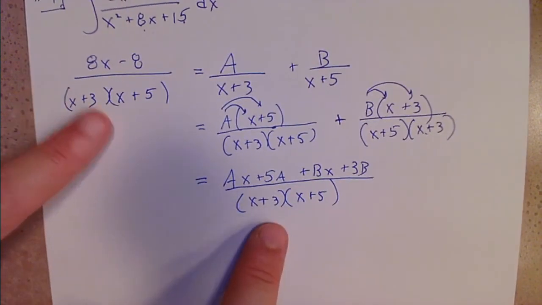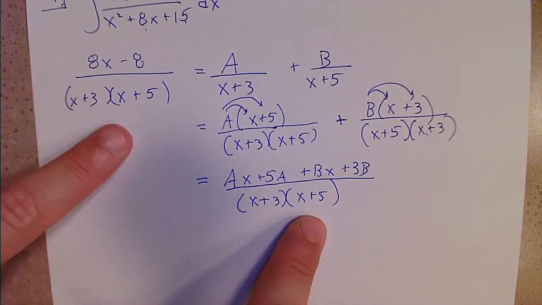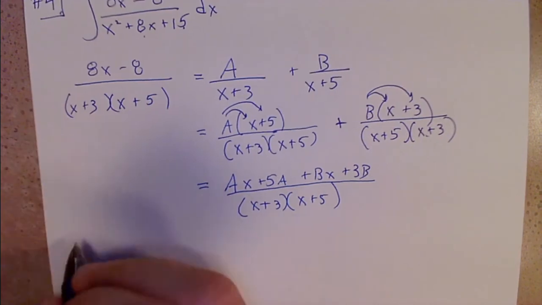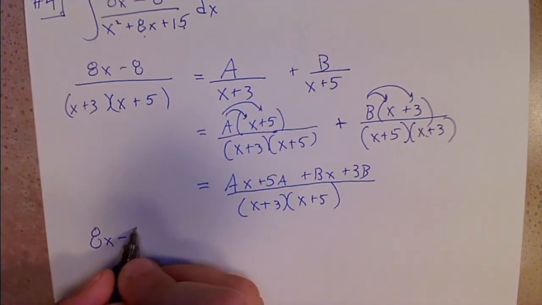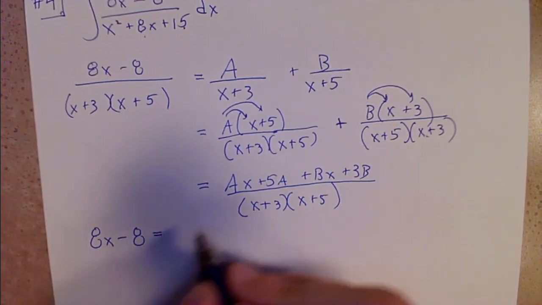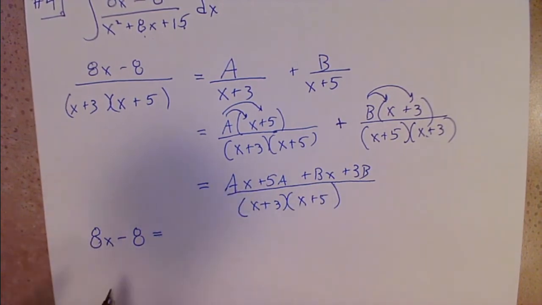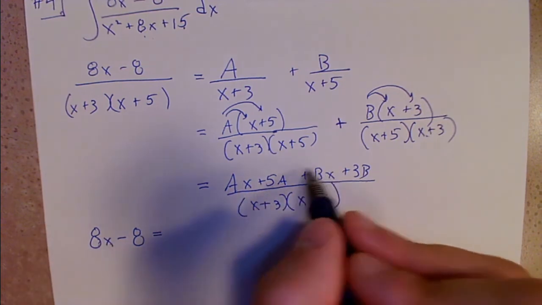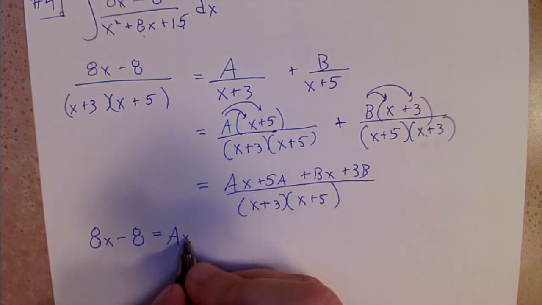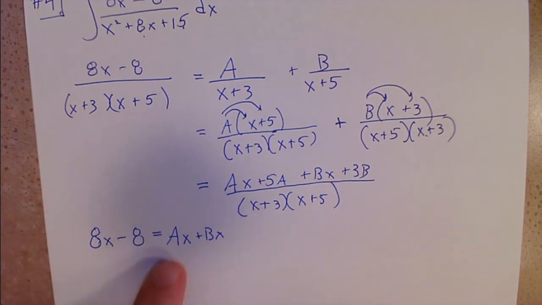So we want these two things to equal. They now have the same denominator, so I need to make sure that their numerators are equal. And so 8x minus 8 has got to equal, well, let's look at the x components here. There's a coefficient of 8 sitting out in front of my x. And the coefficients that sit out in front of my x here are ax and bx. So the coefficients are a and b.